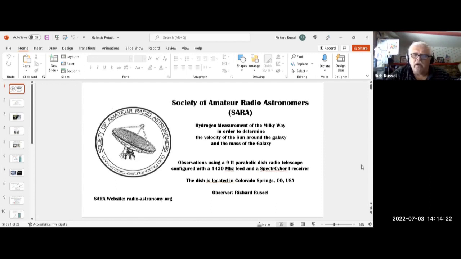All right, so the goal here is to show you how to get the data, show you how to calculate, or basically figure out, how they figure out the velocity using the data, using the Doppler effect. And then from that data, you can actually calculate the mass of the galaxy.